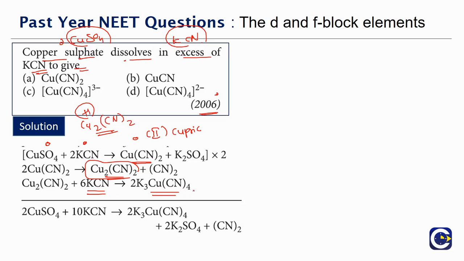So K3[Cu(CN)4] is the coordination complex, right? It will be a white colored substance. And if you look at what is the corresponding ion, if you look at 3 potassium means 3 plus, right?